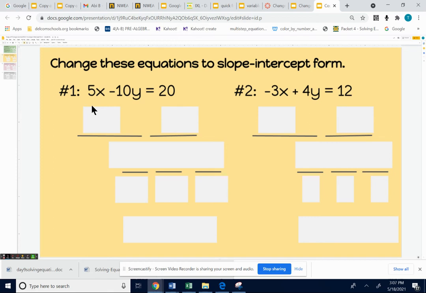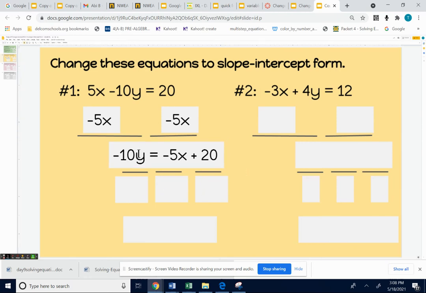So to get rid of an added 5x, subtract 5x from both sides. After I do that, 5x minus 5x goes away. That's what we wanted. Notice we're still left with negative 10y on the left. And on the right, we have a 20 and we have a negative 5x. It's better to write the x term first. So it would be better to write negative 5x plus 20. So we got rid of the x term.